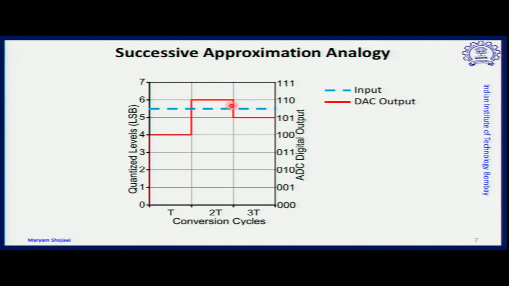Then in the next step, in this example, the input is below the quantized level, therefore the second bit goes to 0 and the third bit becomes 1. Because this simple example talks about 3 bits, the conversion stops at the end of the third cycle. So this is the concept, and I'm sure most of you are familiar with this concept of conversion.